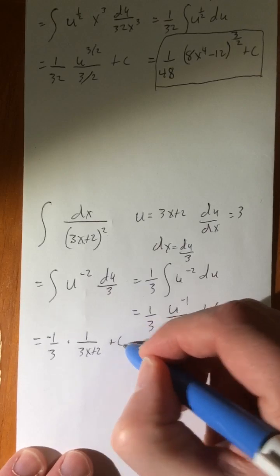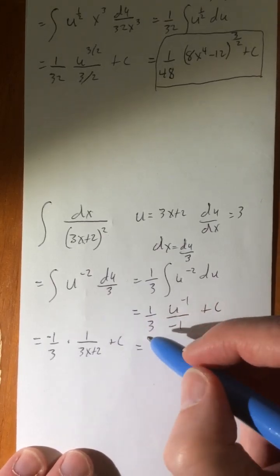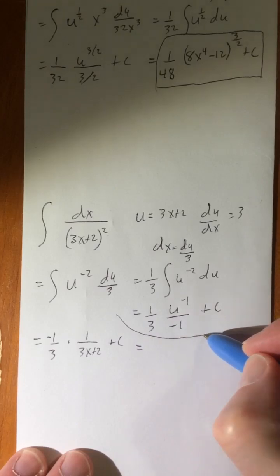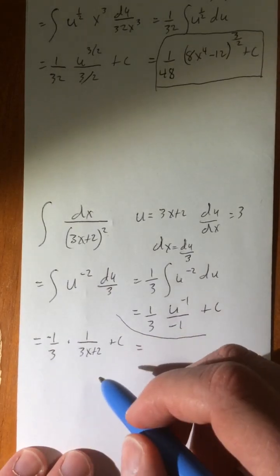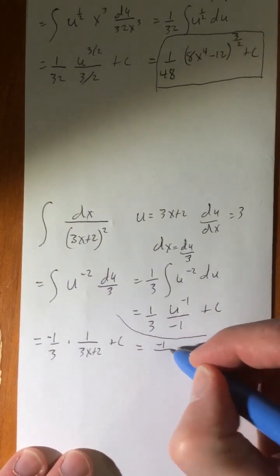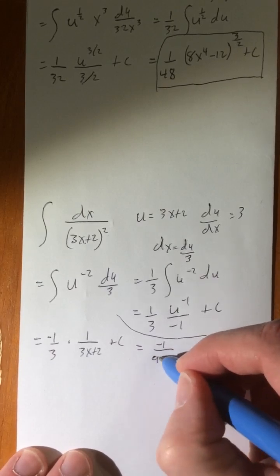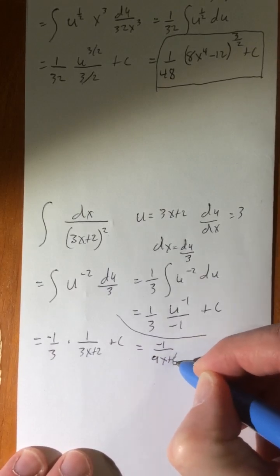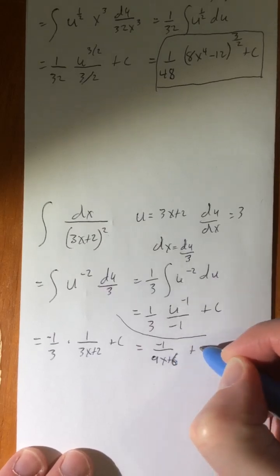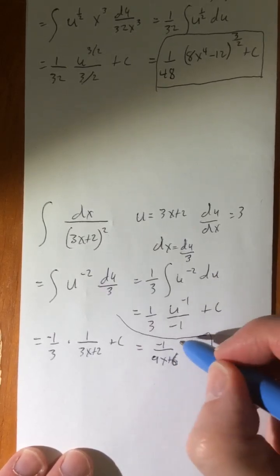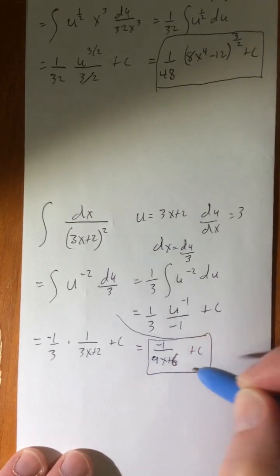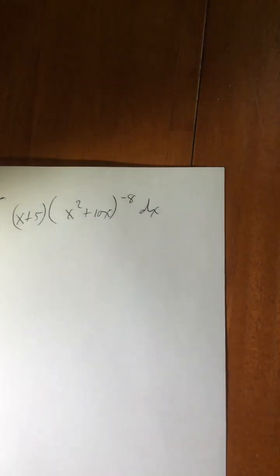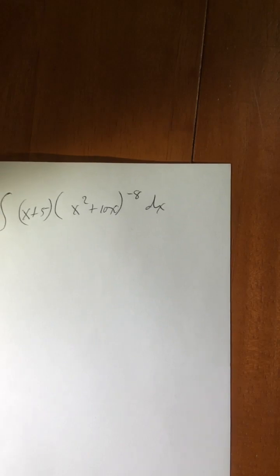And this, of course, is plus c. So then that's going to be equal to, let's clean this up here a little bit, -1 over 9x plus 6 plus c. And we are done. I mean, done with that problem. We're not done with the whole thing. Okay, let's flip it over. Oh, we already did that. Okay, so we got 5 more to go. 5 more examples.